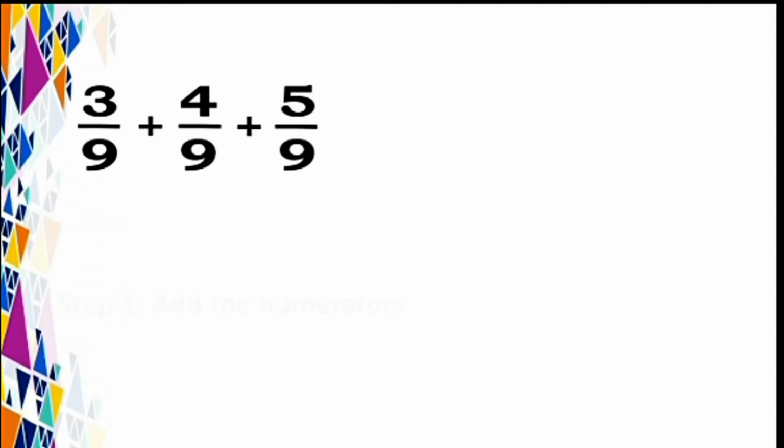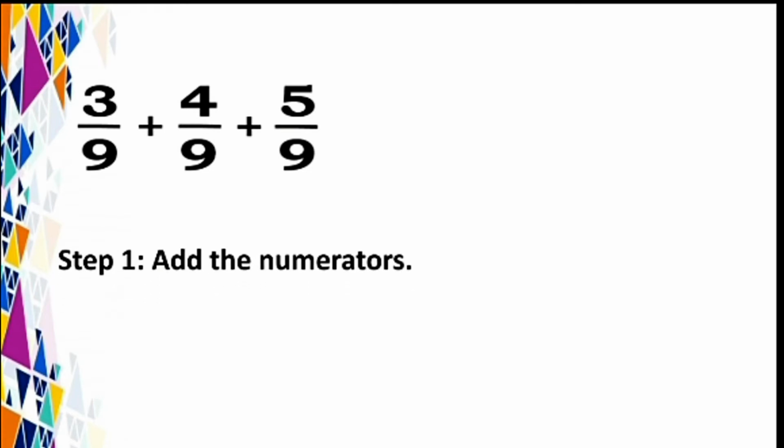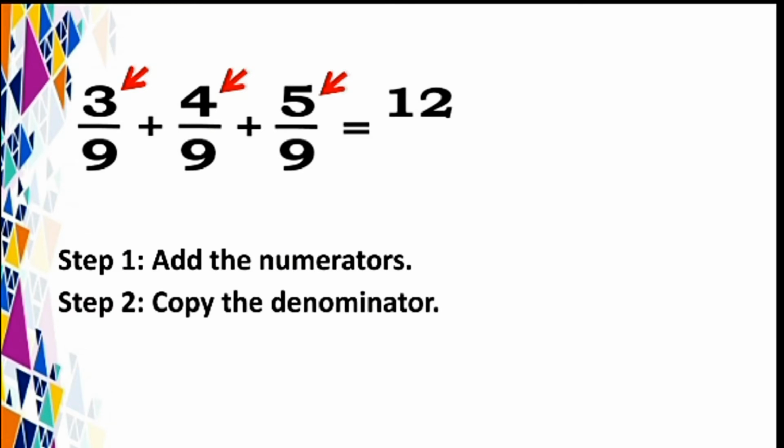Another example, 3/9 plus 4/9 plus 5/9. So, step 1, add the numerators. We have 3 plus 4 plus 5 equals 12. Then, step 2, copy the denominator, which is 9. Kapag ang lumabas sa sum or sagot sa addition ay improper fraction gaya ng 12/9, kailangan natin itong i-simplify o kunin ang lowest term. At ang gagamitin natin ay ang long division.